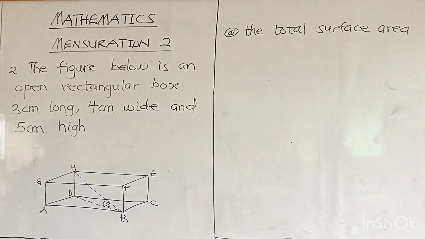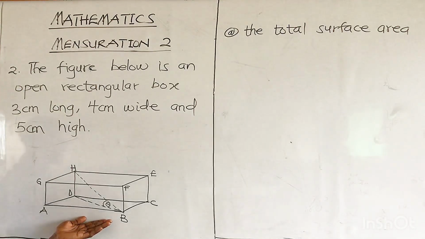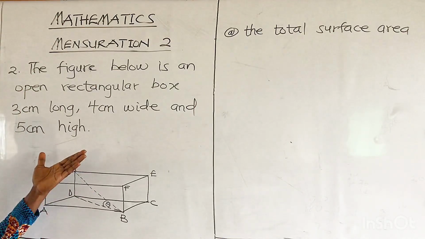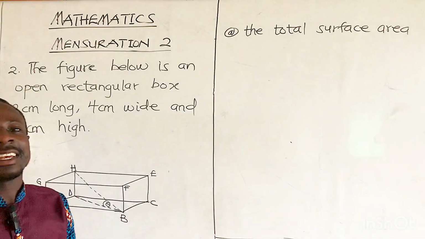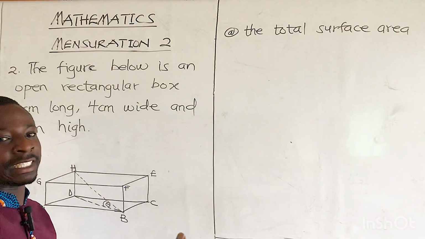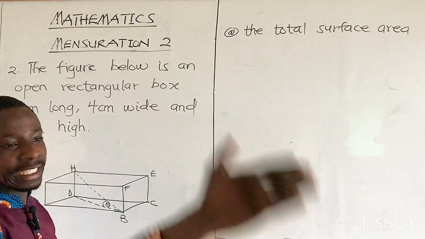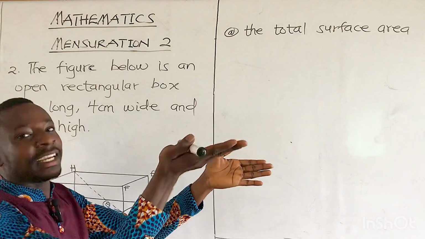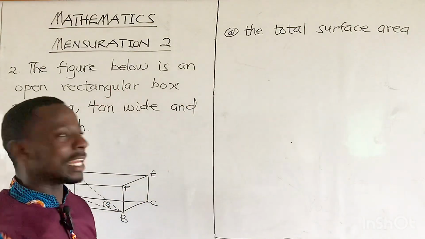So now we are going to look at the total surface area. Because it's an open rectangular box, it means that the top is off. So this looks like the small box we have within a matches. So the front is available, its back is available, this side is available, this side is also available, then the base is also available. It's only the top that is off.